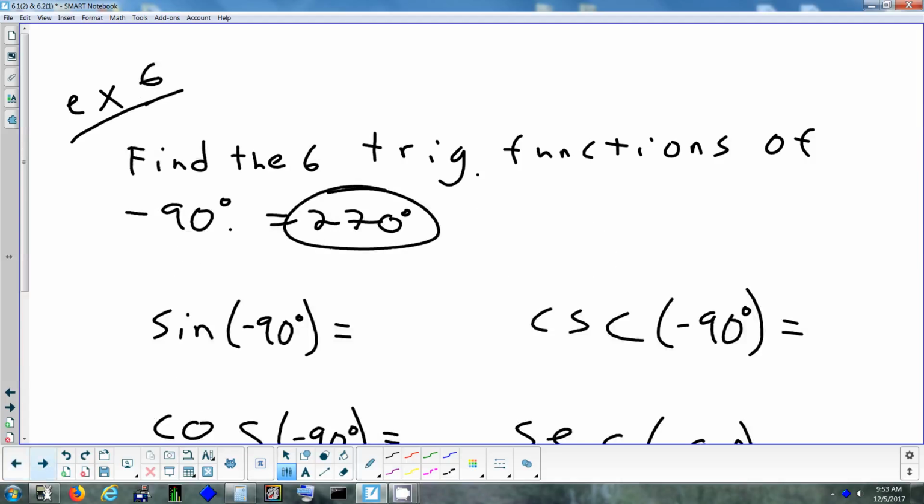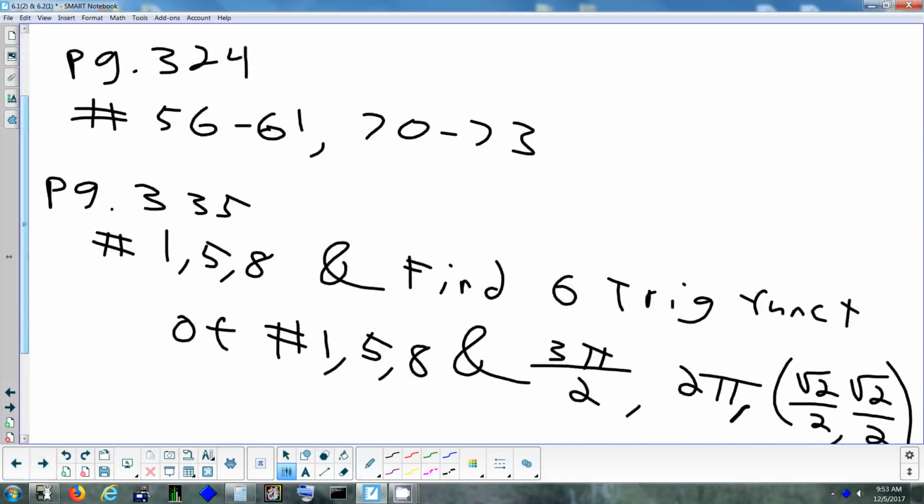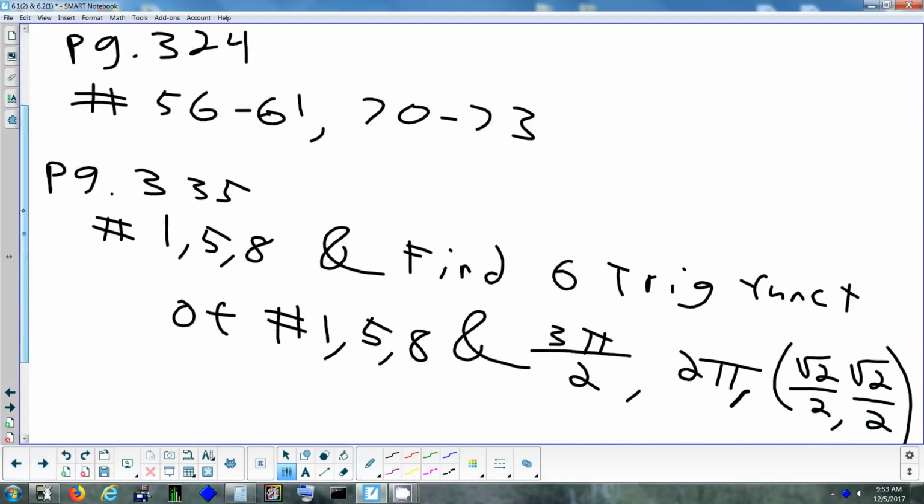Right, so for 6.1, on page 324, I'd like you to try 56 to 61 and 70 to 73. And then on page 335, there's a couple things, so read the directions carefully for that. I'd like you to do 158 in the book and do exactly what they ask you to do. And I'm adding a couple extra questions. Find the 6 trig functions of 158 in the book. And these 3 other problems that I added.